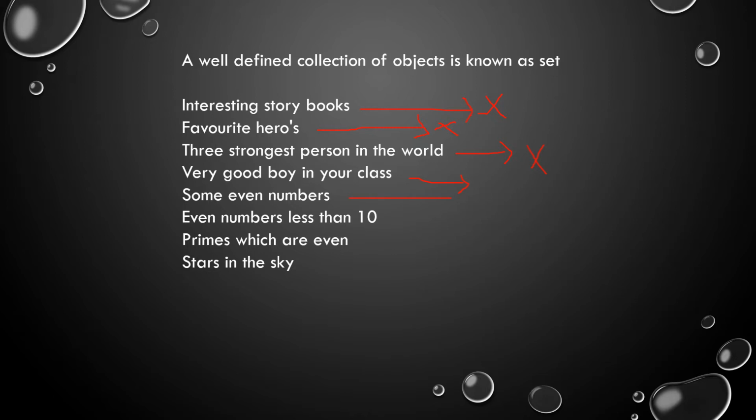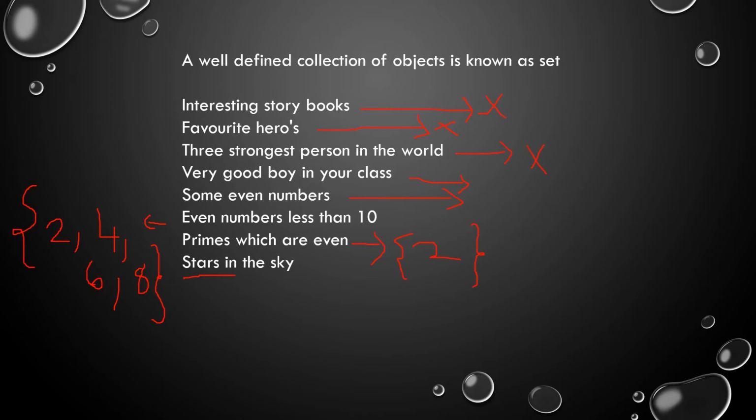Even for some even numbers, so many will write 2, 4, 6, somebody will write 10, 12, 14, others will write 20, 24, 26. So this is also not common. But coming to even numbers less than 10, if we ask anyone, they will say 2, 4, 6, 8. They will definitely mention 2, 4, 6, 8. Primes which are even is nothing but only one number, that is 2.